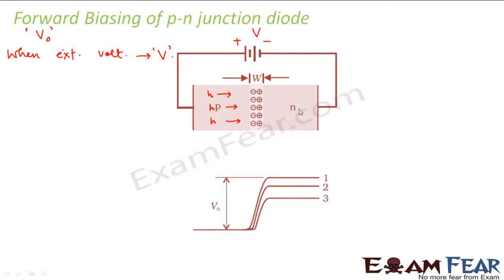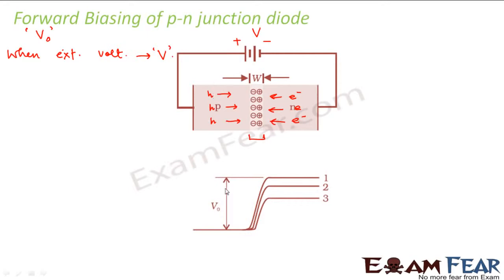Similarly, if we look at the N side, the electrons will get repelled by the negative terminal, and as a result the electrons of the N side will also start moving towards the depletion region. Now when the holes reach this depletion region, they will recombine with some of these negative charges. Similarly, electrons will combine with some of these positive charges, and as a result the width of the depletion region will reduce, because some of these charges get nullified by these holes and electrons, right? So the width will reduce, and also the barrier height will reduce.